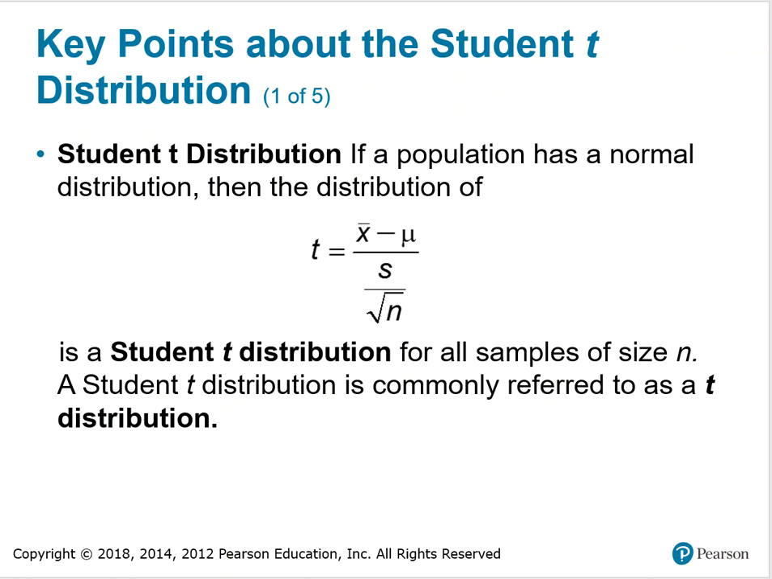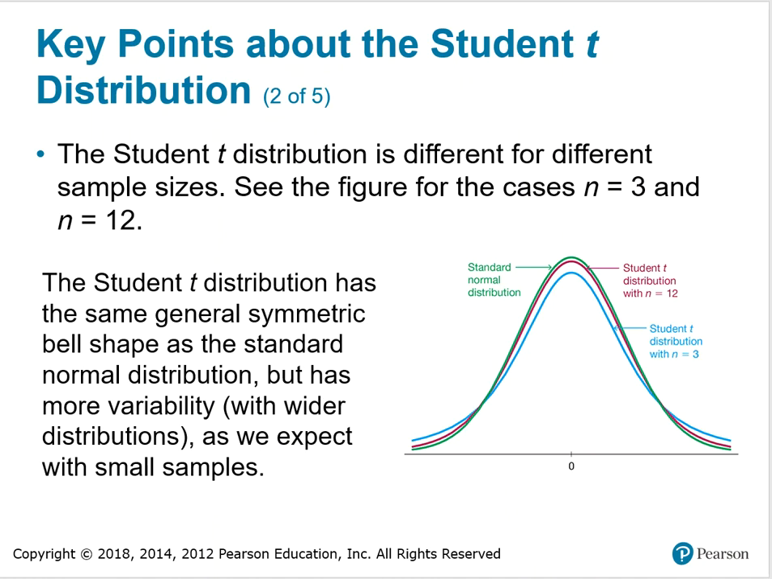Student t distribution. If a population has a normal distribution, then the distribution of t is a student t distribution for all samples of size n. A student t distribution is commonly referred to as a t distribution. The student t distribution is different for different sample sizes. In the figure, we have n is 3, n is 12, and a standard normal distribution curve. The student t distribution has the same general symmetric bell shape as the standard normal distribution, but has more variability, with wider distributions, as we expect with small samples.